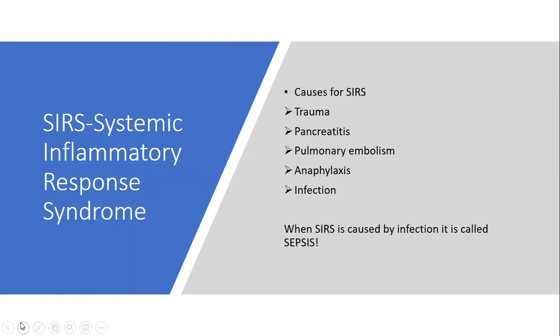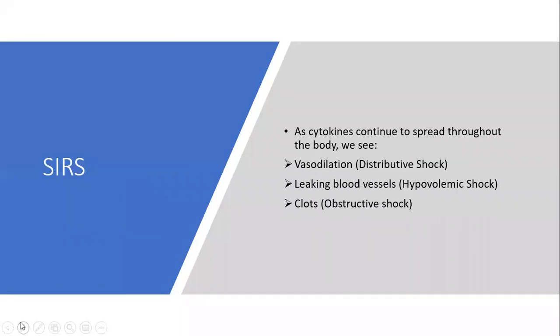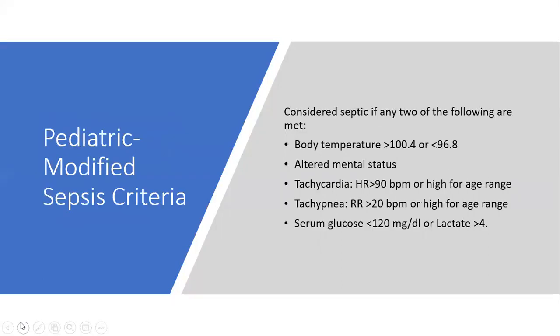Systemic inflammatory response syndrome. The causes can be trauma, pancreatitis, pulmonary edema, anaphylaxis, and finally infection, which is what we're talking about today. When this systemic inflammatory response is caused by infection, it is called sepsis. As cytokines continue to spread throughout the body, we will see vasodilation, which causes distributive shock, leaking blood vessels causing hypovolemic shock, and clots, which cause obstructive shock.